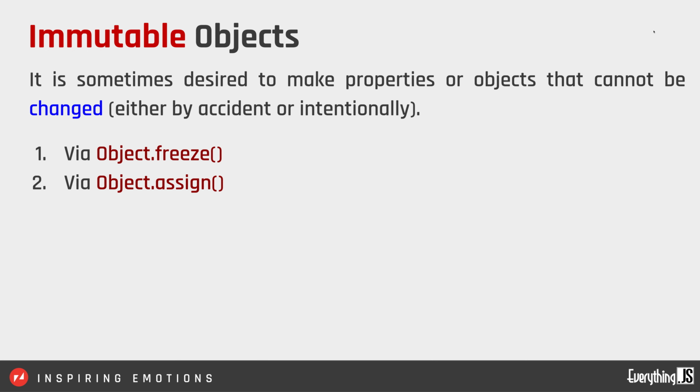So we can create immutable objects in JavaScript using the following functionalities. JavaScript provides both methods to use: the freeze method and the Object.assign method. We can pass the object into the freeze method, and Object.assign does a different operation.